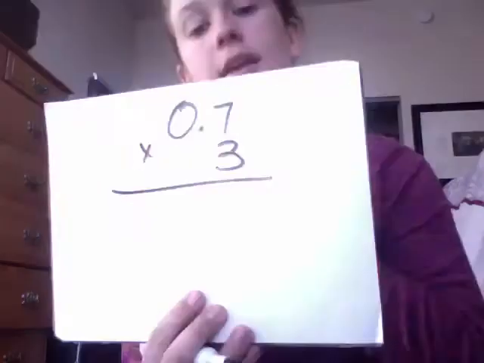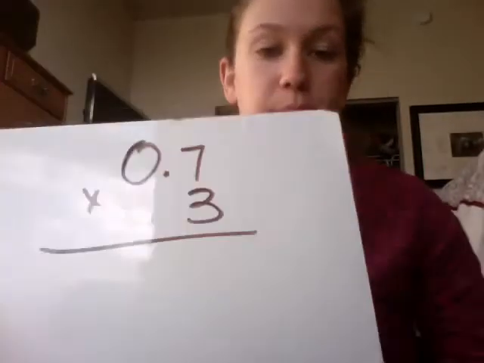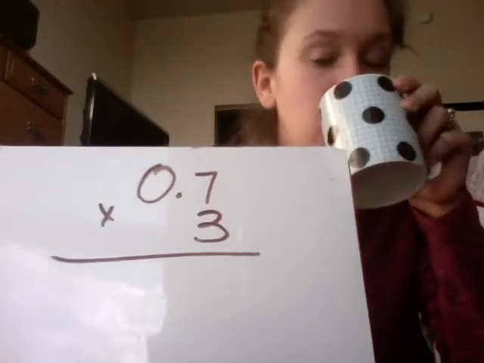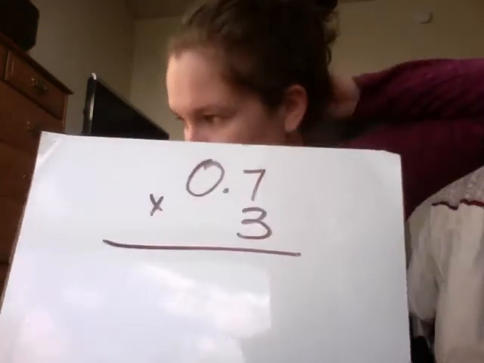Let's move on to 2a. 7/10 times 3. Again, we put the 3, even though it's in the ones place, all the way to the right. You try to multiply this at home. I'll multiply it here. We can check back.